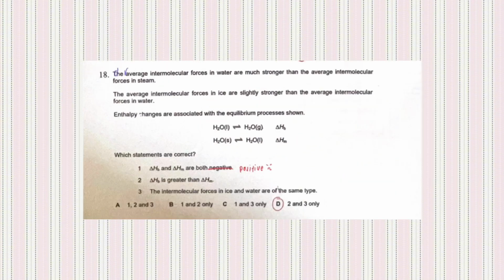Number 18. The average intermolecular force in water is much stronger than the average intermolecular force in steam. The average intermolecular force in ice is slightly stronger than the average intermolecular force in water. The enthalpy changes are associated with the equilibrium process shown: H2O equilibrium with H2O, H2O equilibrium with H2O. Which statements are correct? The first one stands for enthalpy change for boiling, while the second one stands for melting.